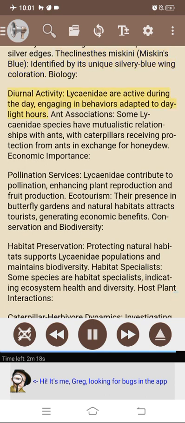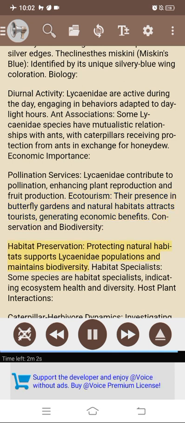Biology. Diurnal activity. Lycaenidae are active during the day, engaging in behaviors adapted to daylight hours. Ant associations. Some Lycaenidae species have mutualistic relationships with ants, with caterpillars receiving protection from ants in exchange for honeydew. Economic importance. Pollination services. Lycaenidae contribute to pollination, enhancing plant reproduction and fruit production. Ecotourism. The presence in butterfly gardens and natural habitats attracts tourists, generating economic benefits. Conservation and biodiversity. Habitat preservation. Protecting natural habitats supports Lycaenidae populations and maintains biodiversity. Habitat specialists. Some species are habitat specialists, indicating ecosystem health and diversity.